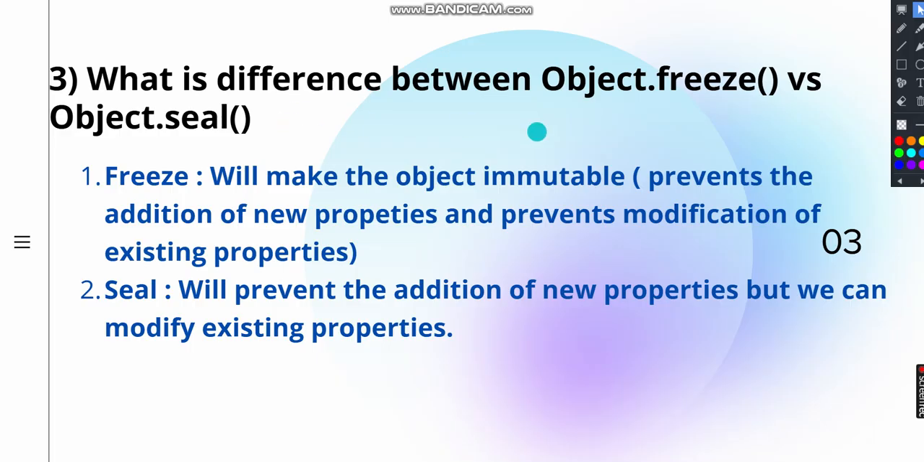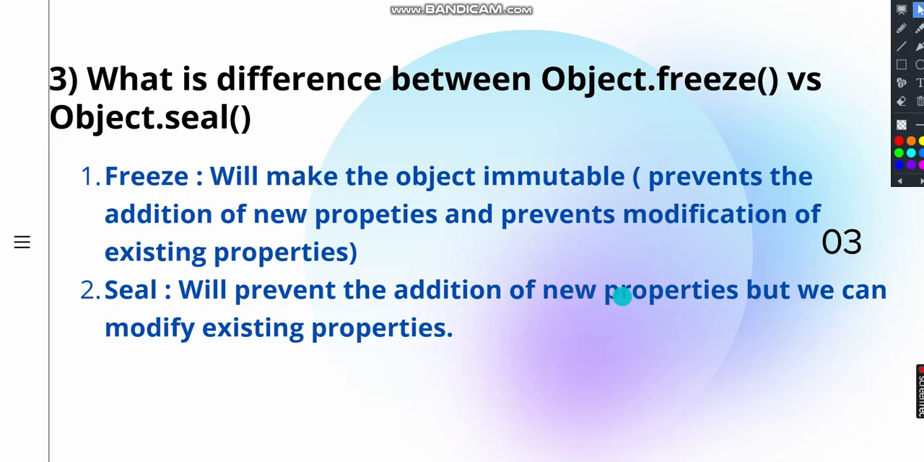Next question is, what is the difference between Object.freeze versus Object.seal? Object.freeze makes the object immutable. If you use this method on any object, it prevents addition of any new property, and it also prevents modification of existing properties. So, for example, name is equal to Shruti, and if you want to change the name, that modification you cannot do.